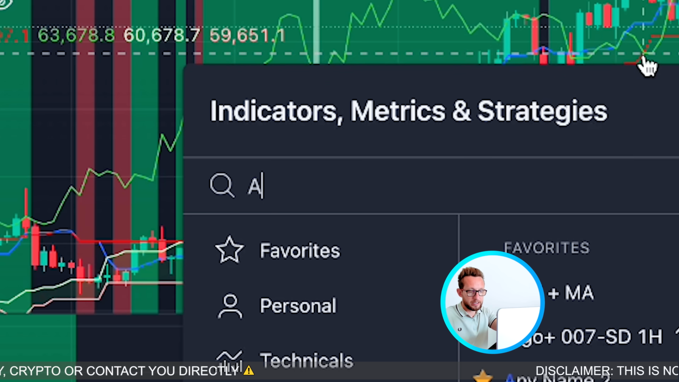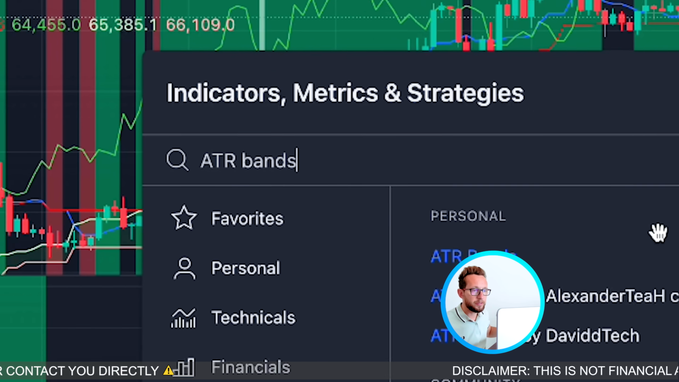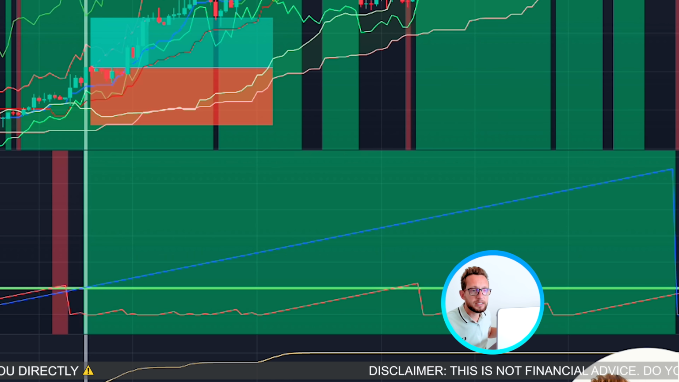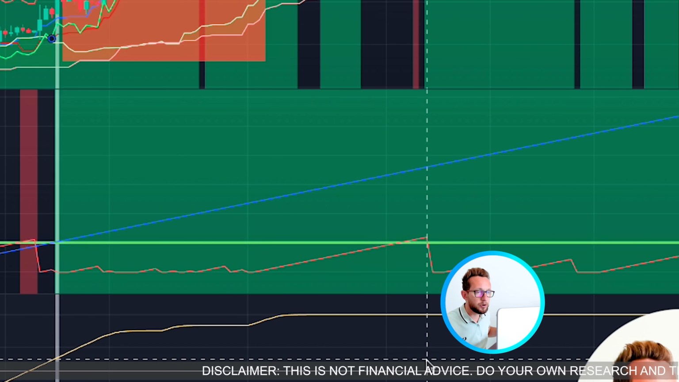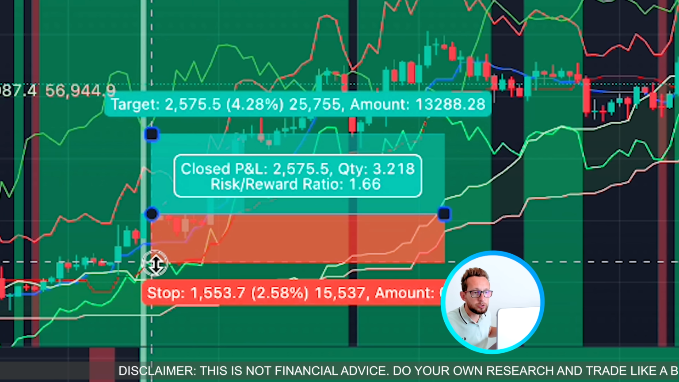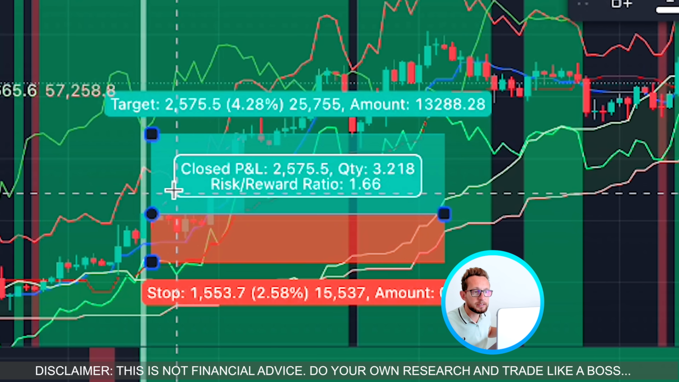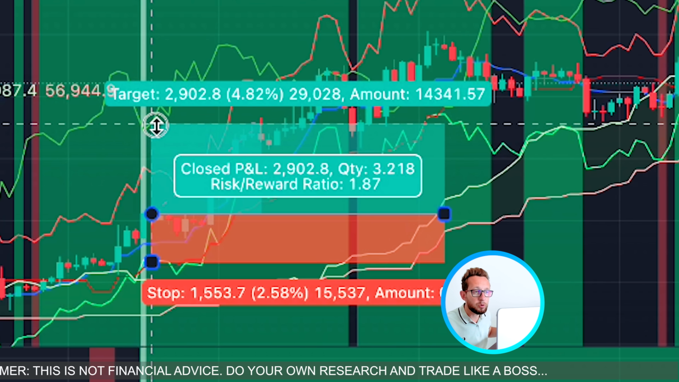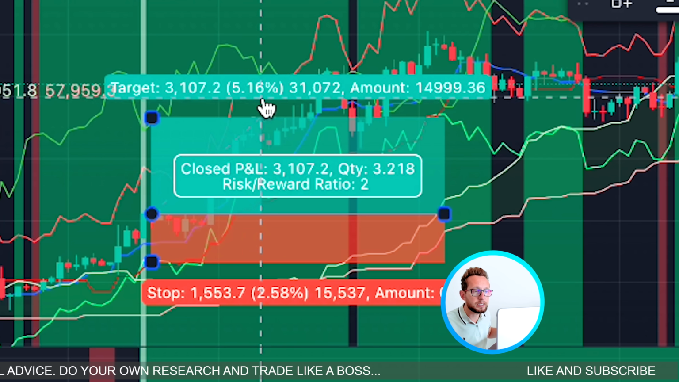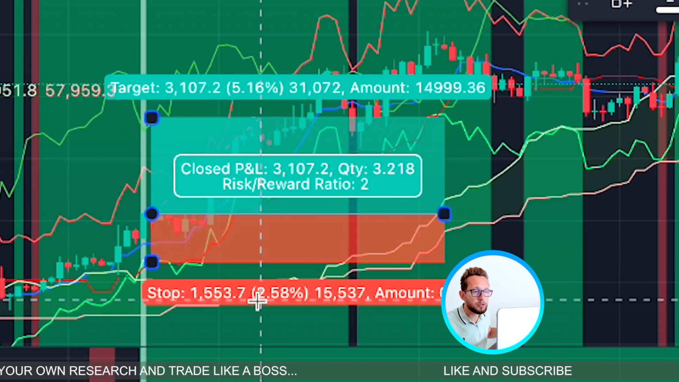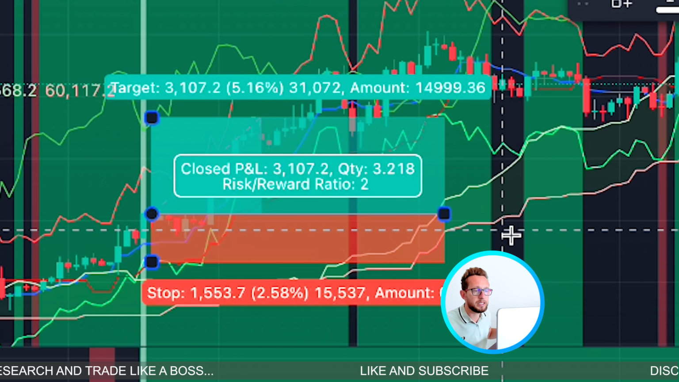So we're going to add the ATR bands by David Tech, this one just here. We're going to set our ATR bands to 2.5, just like so. We're going to set our stop loss to the lower ATR band, and we're going to be looking for a risk to reward of 2. Boom! As you can see, we would have taken 5.16% out of the market with a stop loss of 2.58%.